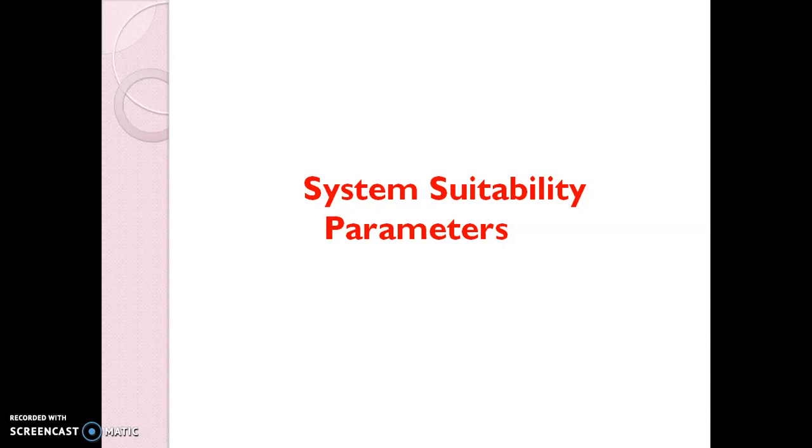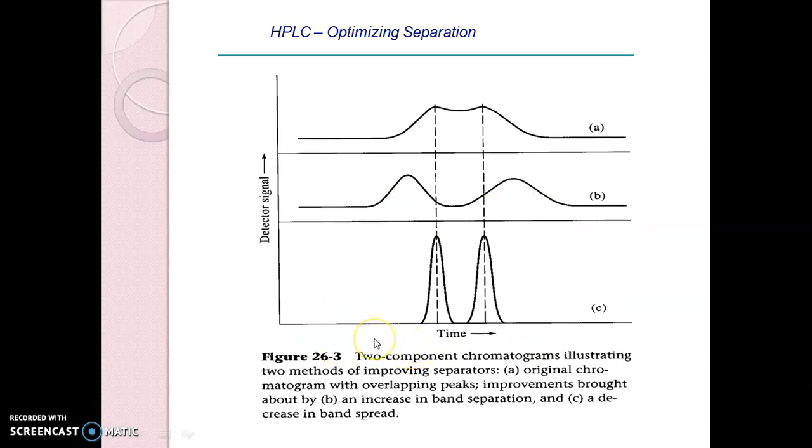Now we are starting with the system suitability parameters in HPLC. So what do you mean by system suitability parameters? System suitability parameters or analysis is an important method to prove that the system is working perfectly or not. It is to be done before the analysis.